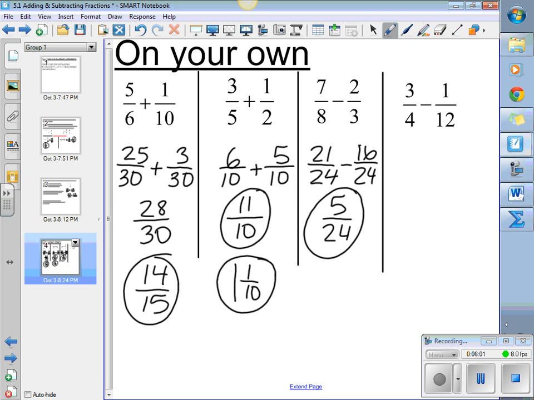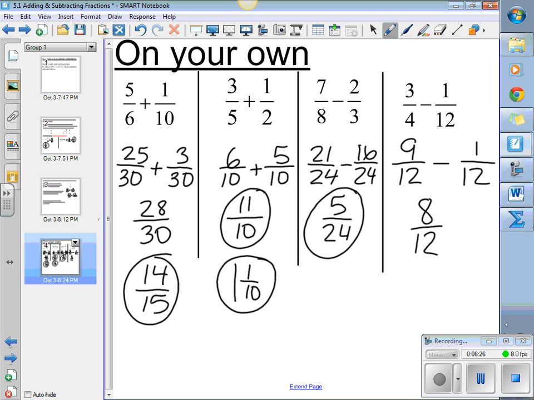3/4 minus 1/12. My common denominator is going to be 12. And 1/12 will stay the same. 4 times 3 gives me 12. So 3 times 3 will give me 9 for an equivalent fraction. 9/12 minus 1/12 gives me 8/12.